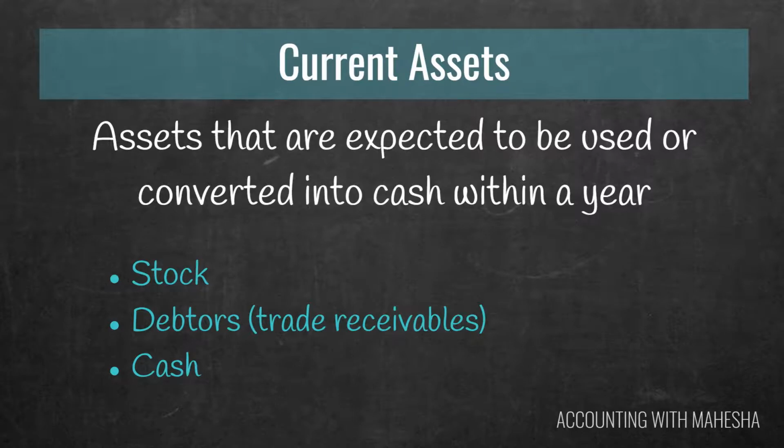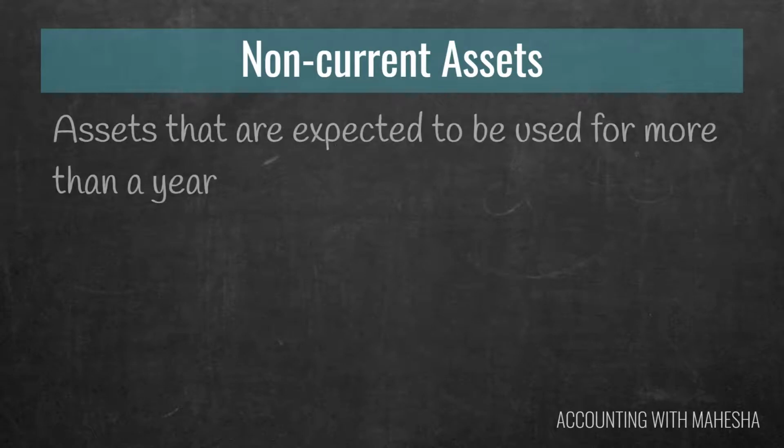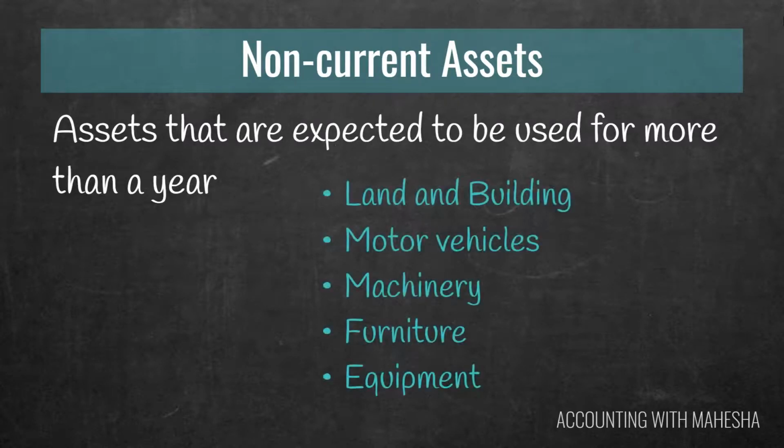Then what are non-current assets? Non-current assets are the assets that cannot be considered as current assets. These are the assets that are expected to be used for more than a year. Therefore, these assets are the long-term assets of a business, such as land and building, motor vehicles, machinery, furniture, and equipment.